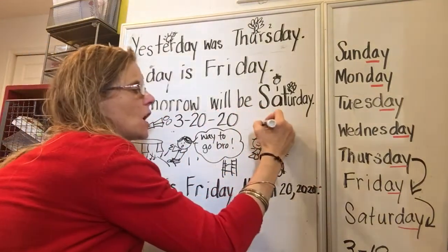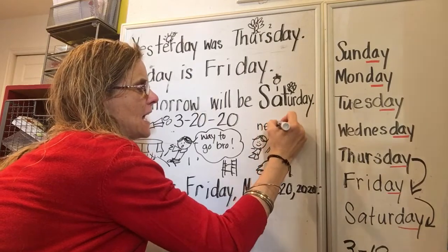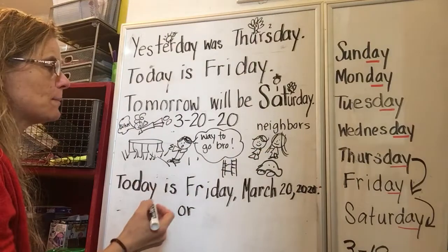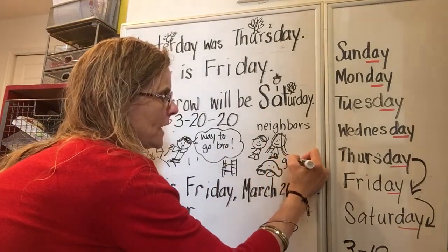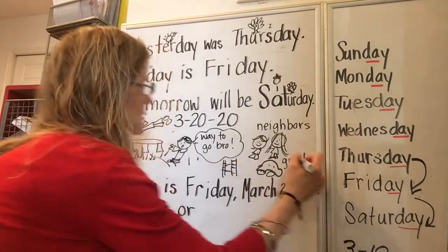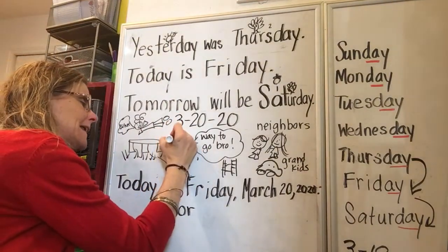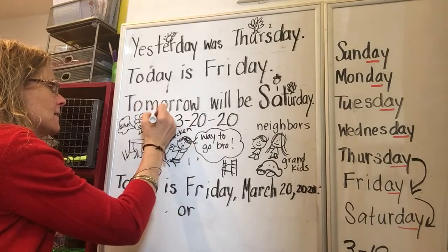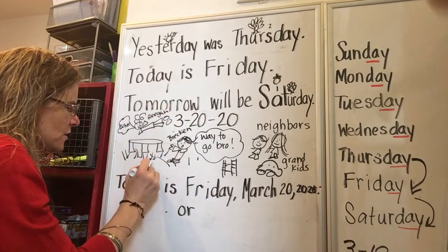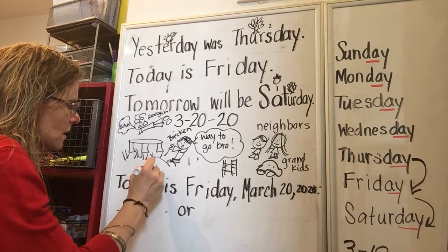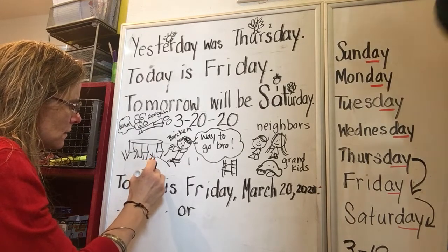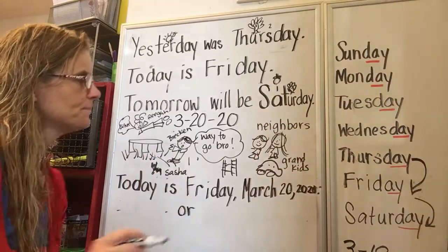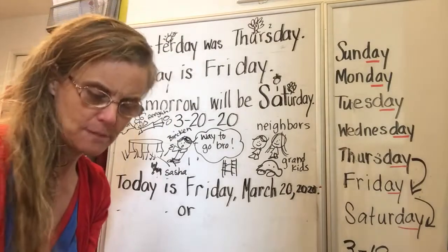And these are our neighbors, N-E-I-G-H-B-O-R-S. That's a really hard word. These are our neighbors' grandkids. And then this is Brecken, B-R-E-C-K-N, and Regan. And yesterday we didn't put our little dog in, but this is Sashi. She's a scribble dog. So that's Sashi boy.